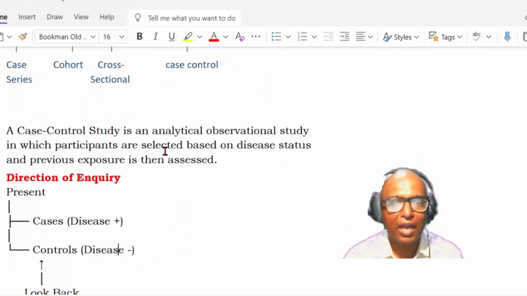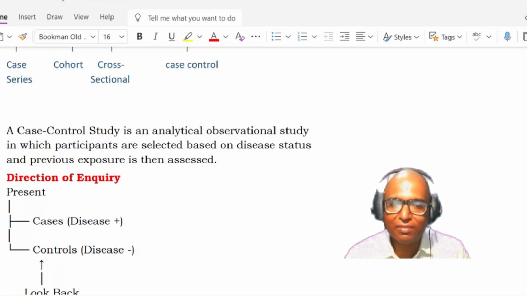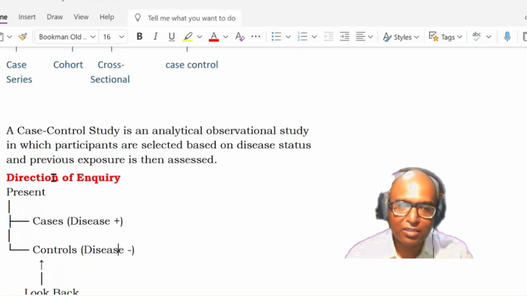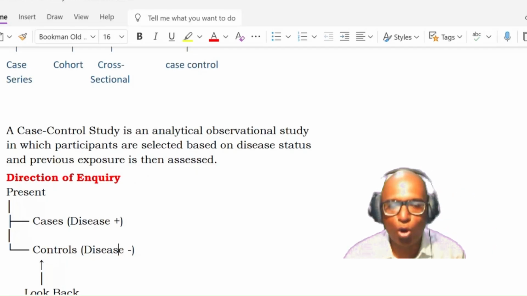It's an analytical observational study in which participants are selected based on their disease status and previous exposure is then assessed. That means disease present or disease absent, they are selected, and then the previous exposure is assessed. So here it is going from outcome to the exposure, in a backward direction, which is exactly in contrast to the cohort study.